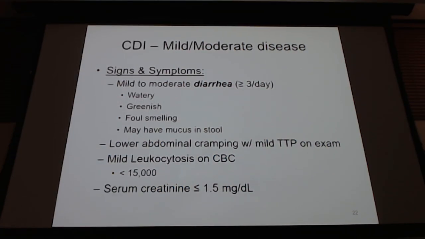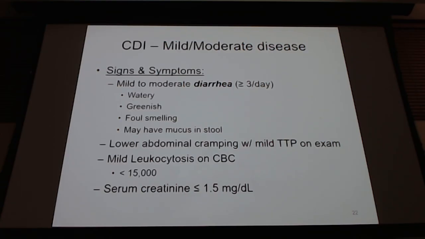So here's what we look for: mild to moderate diarrhea, usually greater than 3 days. It's going to be described as watery, and it can be greenish. I told you, foul smelling. Most nurses will tell you, yeah, I can smell C. diff from a mile away. It's been described as resembling manure, rotten eggs, decaying fruit or vomit, and sometimes musky and pungent, similar to body odor.